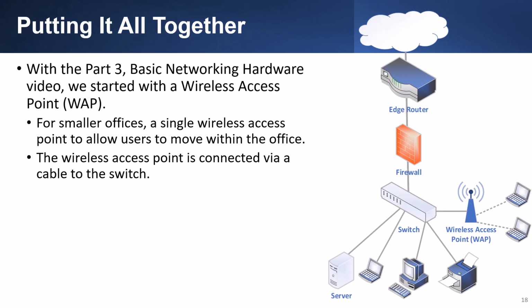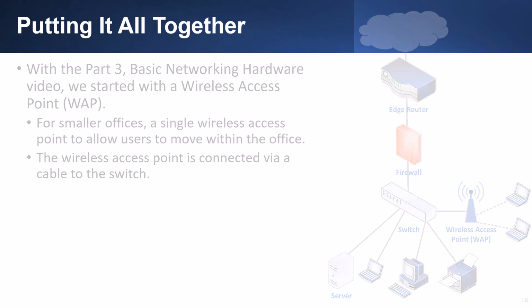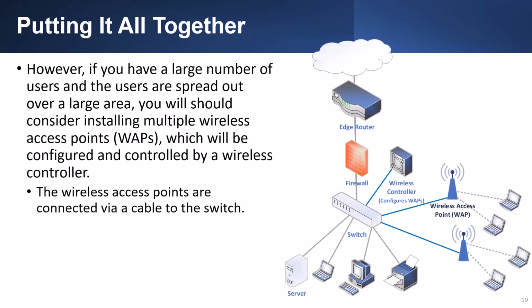With the Part 3, Basic Network and Hardware video, we started with the wireless access point. For smaller offices, a single wireless access point allows users to move within the office. The wireless access point is connected via cable to the switch. However, if you have a large number of users and the users are spread out over a large area, you should consider installing multiple wireless access points, which will be configured and controlled by a wireless controller. The wireless access points are connected via cable to the switch.